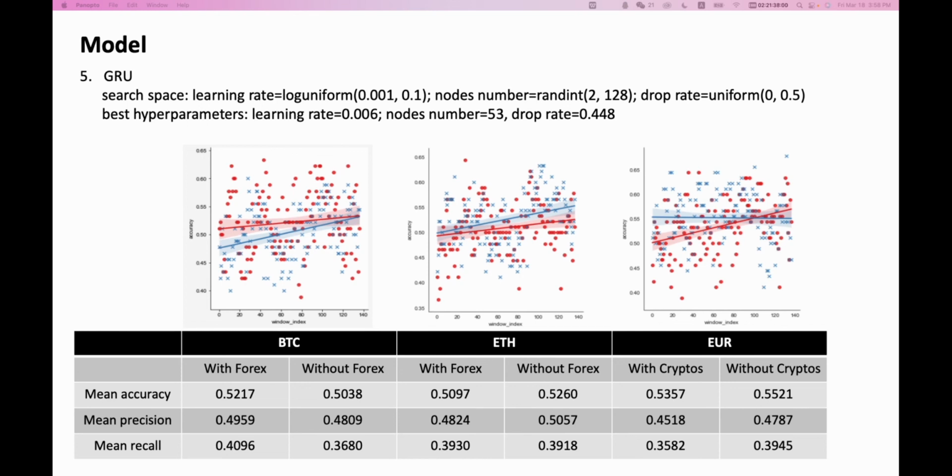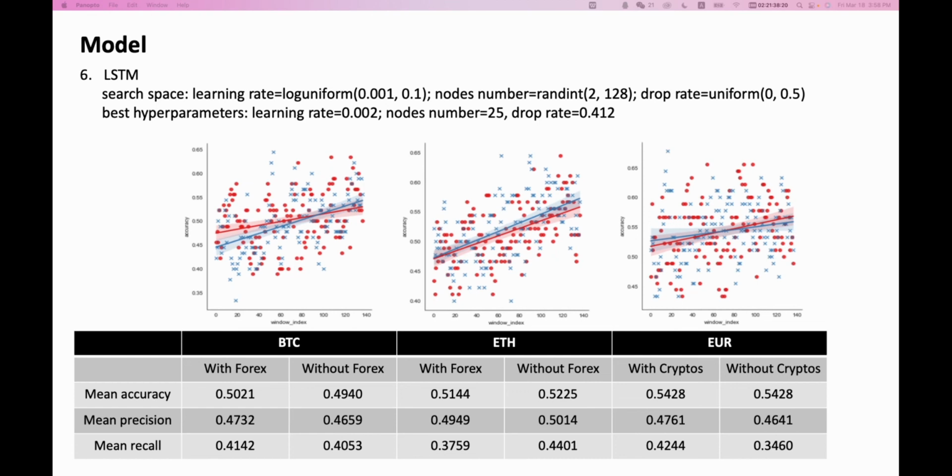Instead, GRU's recall score is much higher. This is one of its advantages. Another strength of GRU model is that the performance of the model in all the 3 cases increases with time. On the contrary, the performance of other models in predicting Bitcoin price trends decreased over time.